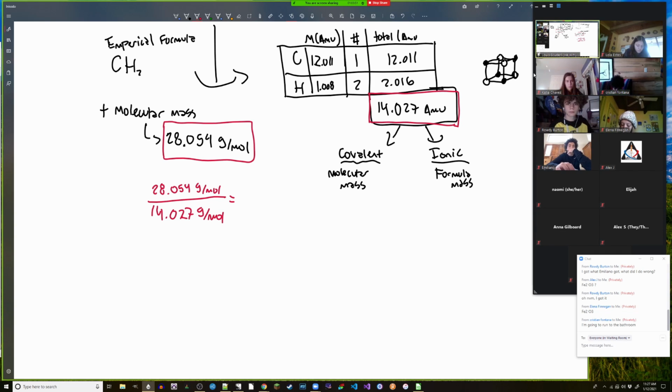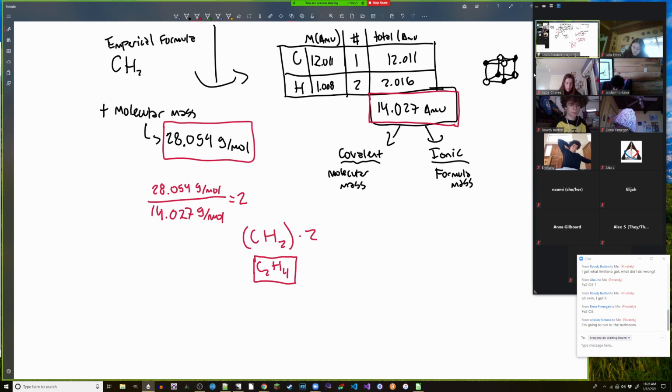If we do this division, we get, well, just because I worked it out exactly, it's exactly 2. Which is telling us that if we have our formula CH2, we need to multiply all the numbers by 2, basically. Which would be a C2H4, right? There's a 1 there for that C. Usually we leave the 1 off. So multiply by 2, and that gets us to the actual molecular formula.